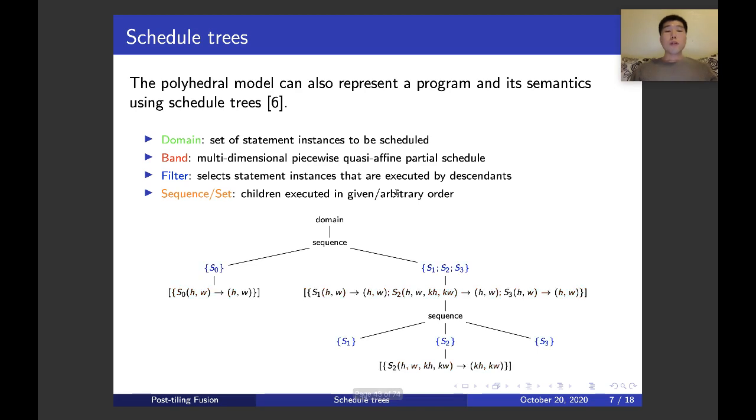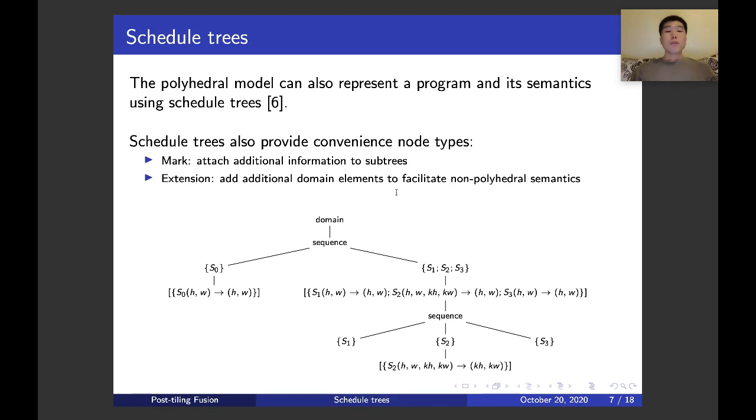A filter node is the root of a subtree, and it uses a sequence or a set node to express a given or arbitrary order of its children. A schedule tree can also provide some convenient node types. It can use a mark node to implement mapping between loop dimensions and GPU hardware. We can also use extension nodes to facilitate post-tiling fusions.